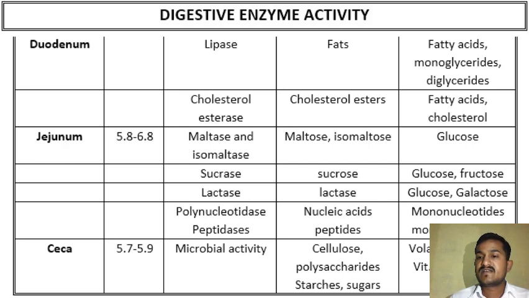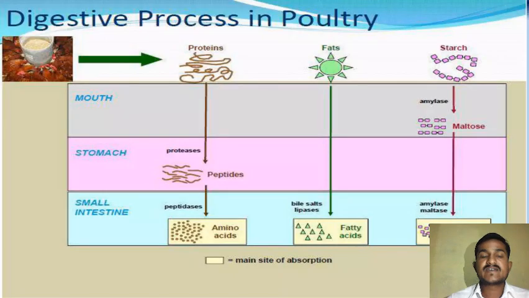This cellulose, polysaccharides, and starches are later converted into simpler products for absorption. Clear? Then next, you can see this slide. There are the digestive processes in poultry. The upper row consists of the brown colored protein molecule. Then there is a sun-like texture, that is the fat molecules, and there is a ring-like or chain-like structure, not diamond-like, that is the starch molecules.